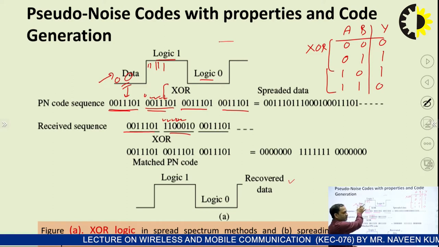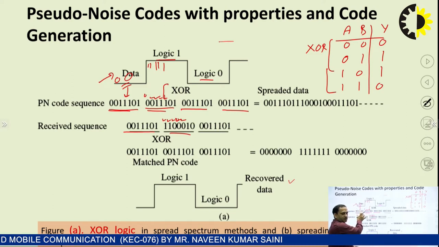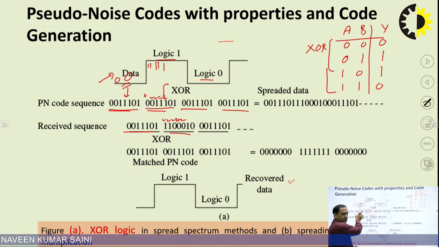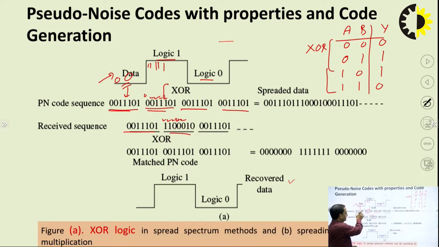So, when the bit is 0, and we perform the PN code operation, in this multiplication we get the same PN sequence. When the logic is 1, and we perform the XOR operation with the PN code, we get the inverse of the PN code, right? You can see this is how we get the spreaded signal. So, here we see this is the spreaded data.